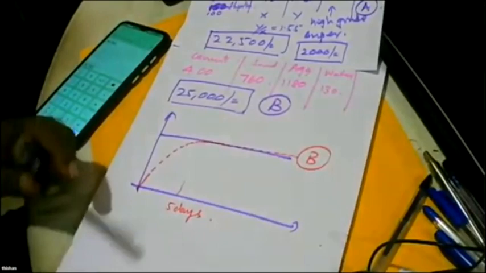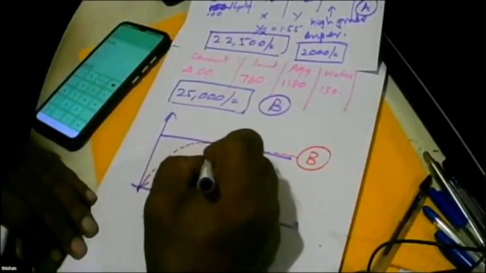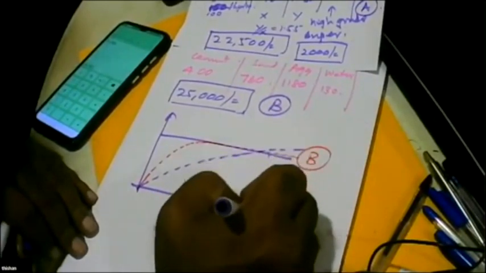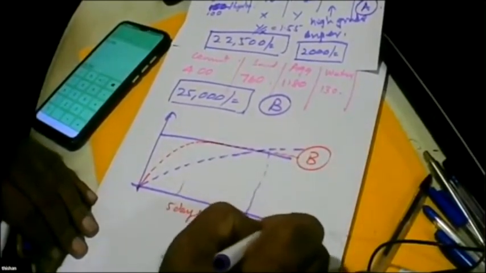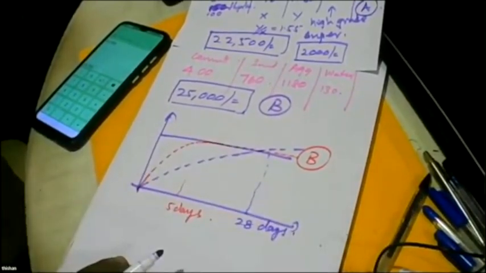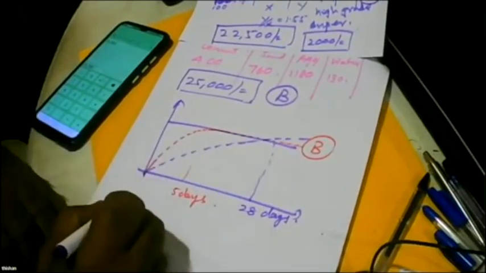Mix A is much slower. It goes like this. But before 28 days, it also goes above the required level. So what are you looking for? In your design, you have said that I am looking for 40 megapascal in 28 days. So both mixes are achieving it.